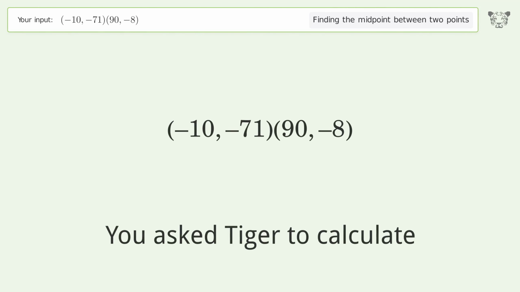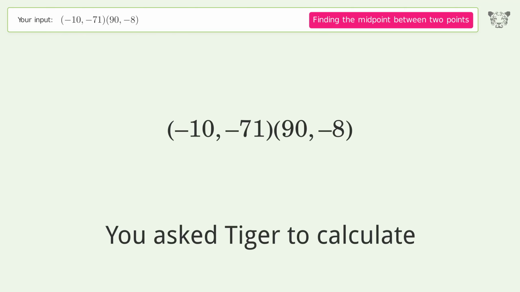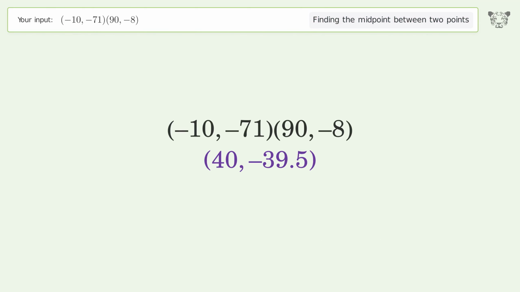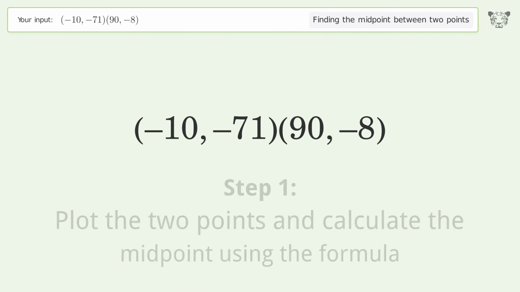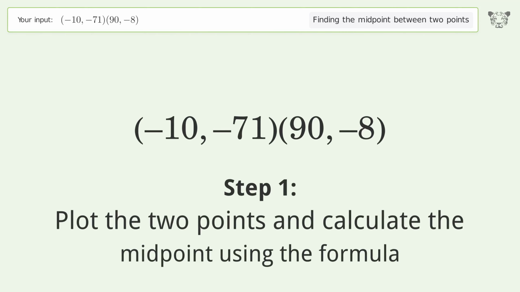You ask Tiger to calculate. This deals with finding the midpoint between 2 points. The midpoint between the 2 points is 40, negative 39.5. Let's solve it step by step. Plot the 2 points and calculate the midpoint using the formula.